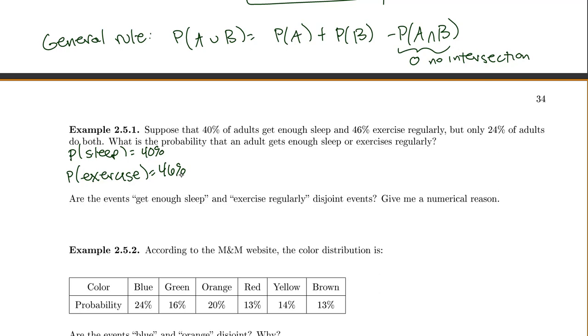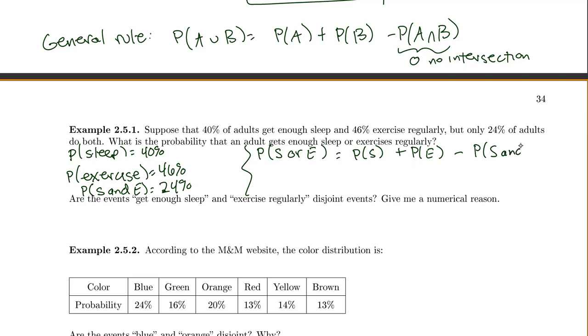But there's probably some people that both exercise and get enough sleep. And indeed, it told me 24% of adults do both. So probability of sleep and exercise, I'll abbreviate it, is 24%. Now that I wrote that down, what's the probability that an adult gets enough sleep or exercises regularly? So probability of enough sleep or exercise is going to be the probability of enough sleep plus the probability of enough exercise minus the probability of enough sleep and enough exercise, because you don't want to count in that intersection twice.